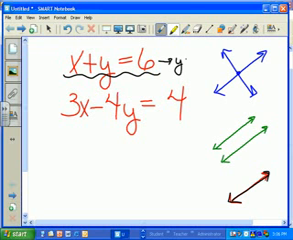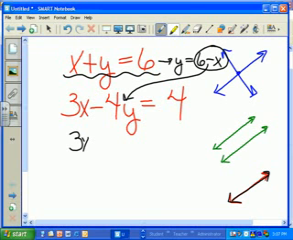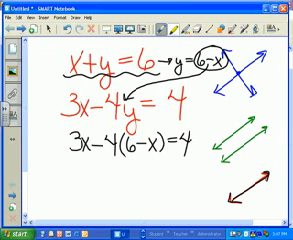I'm going to choose y. I'll change this to y equals 6 minus x. Just subtracted the x from each side. Now, why do you think it's called substitution? Because guess what we're going to do now? We're going to substitute. In the second equation, instead of y, we're now going to plug in 6 minus x. So we get 3x minus 4 times, what did we say y was? 6 minus x equals 4.